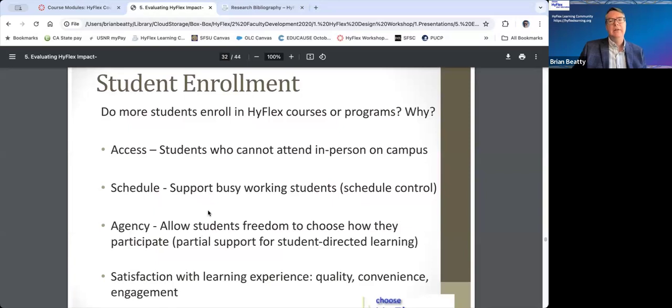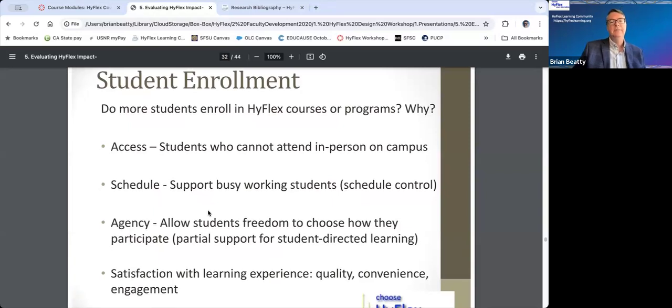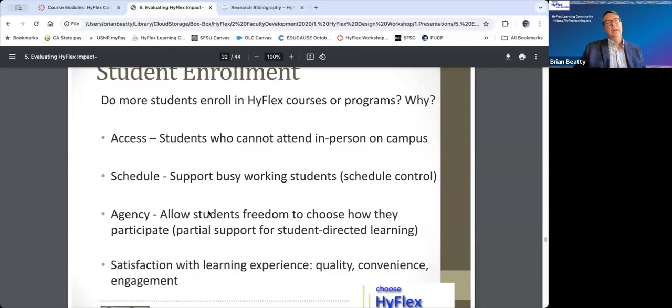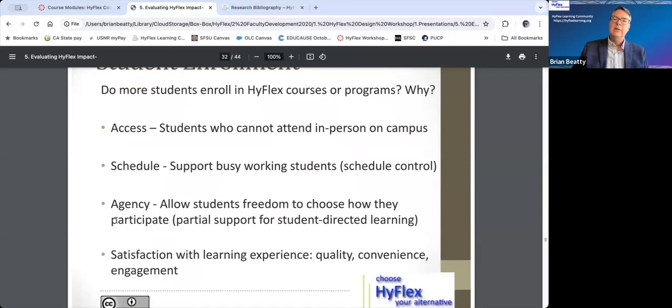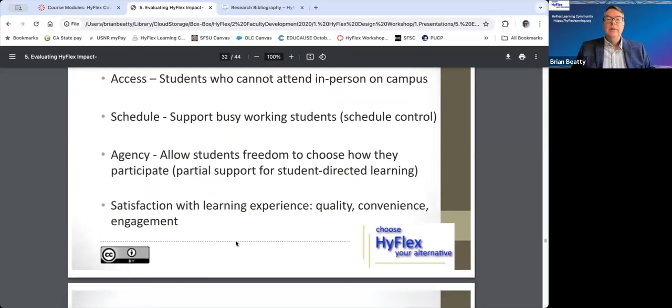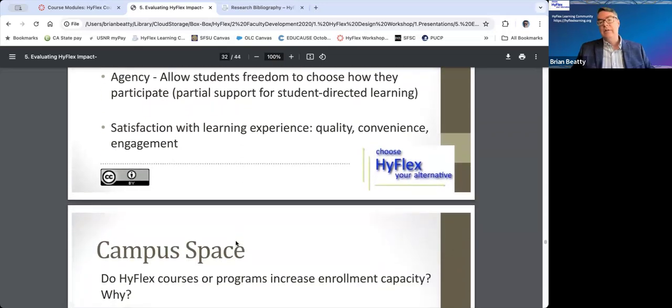You can look into your data and see if students are still coming from the same places. Are students able to support busier schedules, different schedules? Are they able to be in your programs when before it would have been very difficult for them to be? Does it matter to the students that they can make the choice? Does it improve somehow their experience as a learner because they now have more agency? Are they satisfied with the learning experience? Are they satisfied with the participation experience as well?